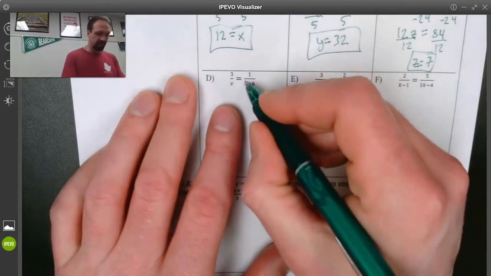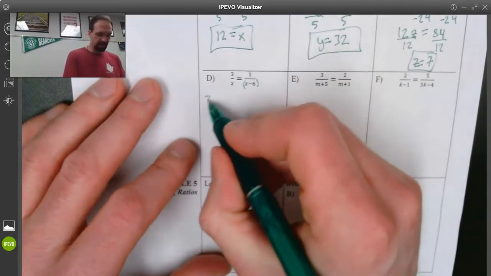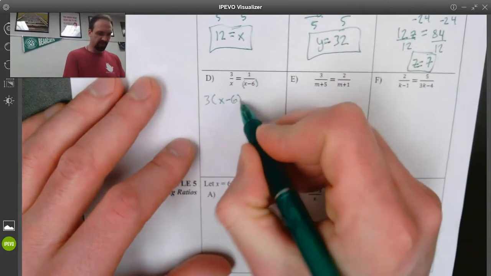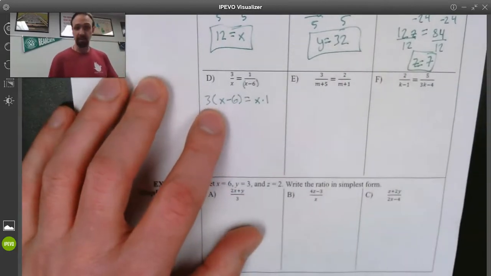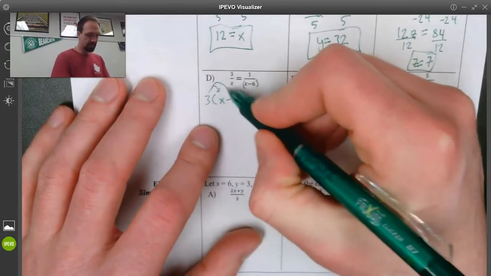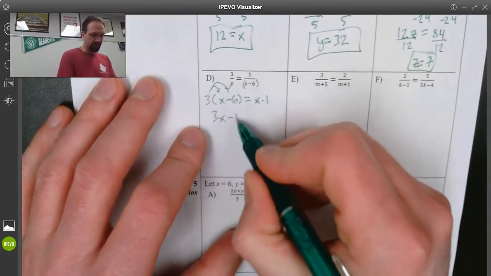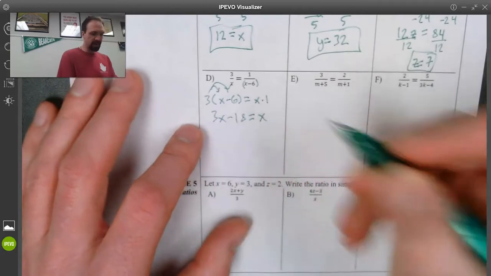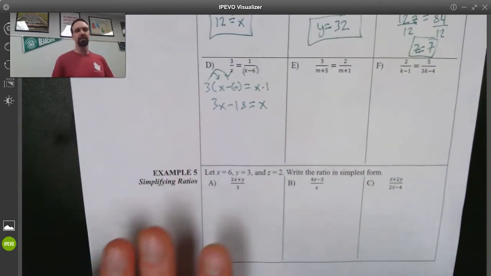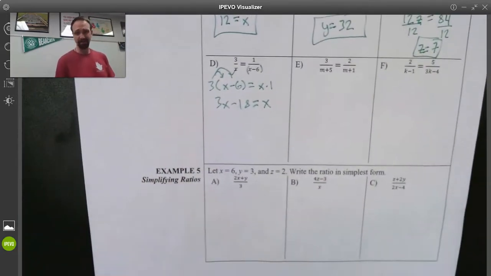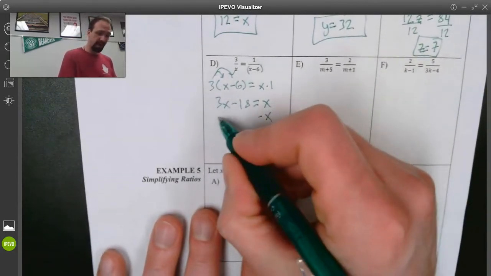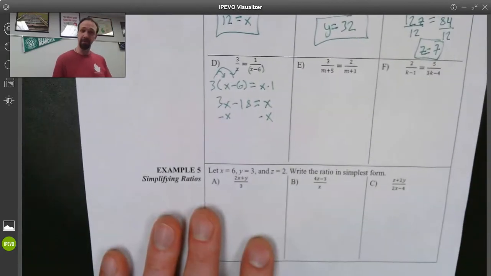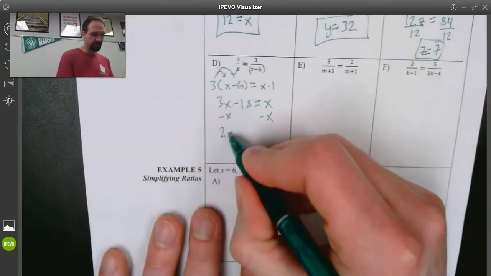Same thing here. We've got the ninja parentheses going on. So 3 times parentheses x minus 6 equals x times 1. So again, distribute. That's going to be 3x minus 18 equals x. Now a lot of students at this point tend to want to subtract the 3x, and I don't like messing with negatives. So instead, I'm going to subtract x, because that's the smaller of the two coefficients with that variable. This gives me 2x minus 18.